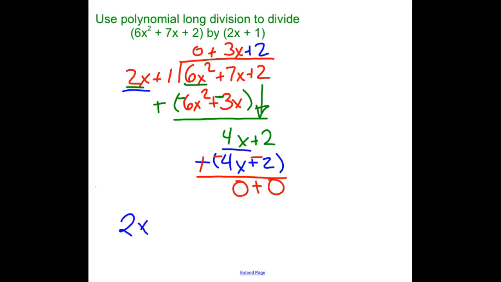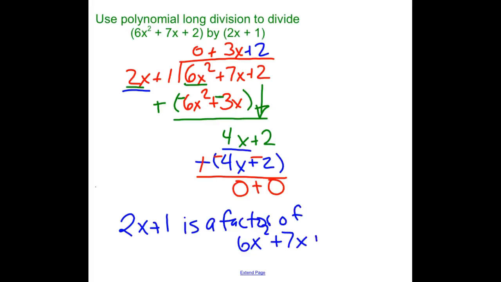So we can say 2x plus 1 is a factor of 6x squared plus 7x plus 2. What this means is that our 2x plus 1, our divisor, and our result, our quotient, 3x plus 2, if you were to write them out like that and FOIL, you're going to end up with 6x squared plus 7x plus 2.